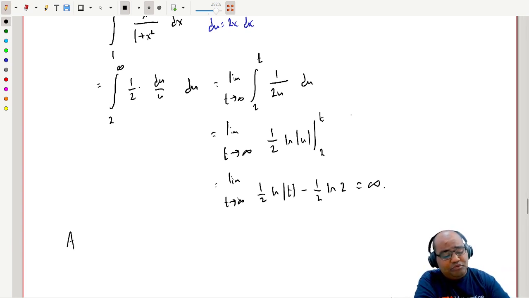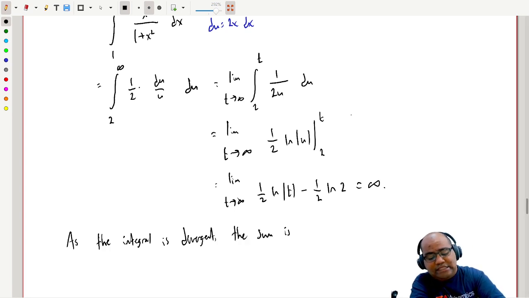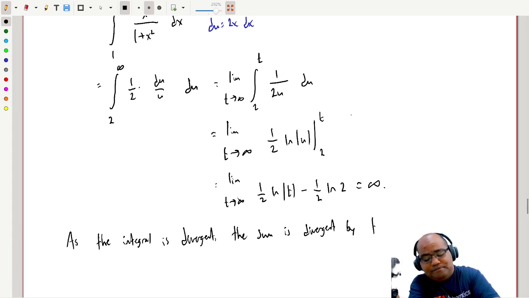Okay, so as the integral diverges, let's see if I can make a complete sentence here. So as the integral is divergent, the sum is divergent by the integral test.